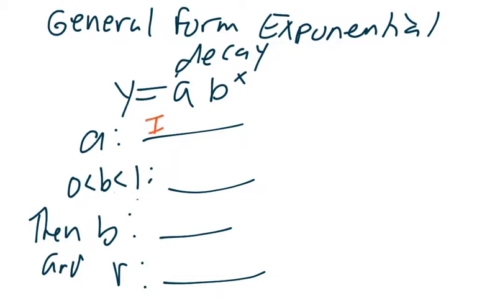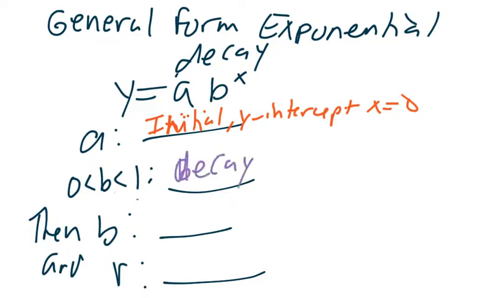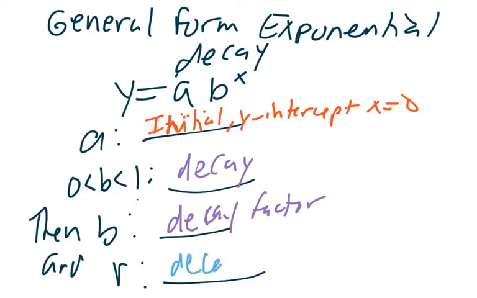Now we have the general form of an exponential decay function. And again, our a value is the initial, or y-intercept, and it's when x equals 0. Our b value is decay. When it's in between 0 and 1, it's decay. And so our b value is our decay factor. And our r value is the decay rate. To find that, 1 minus b is equal to our decay rate.